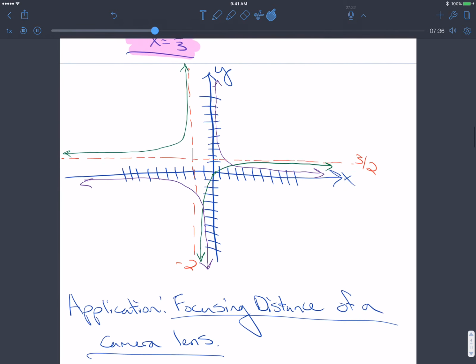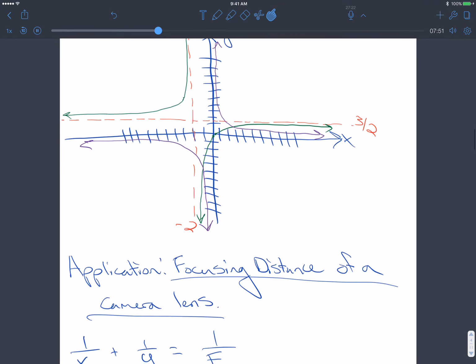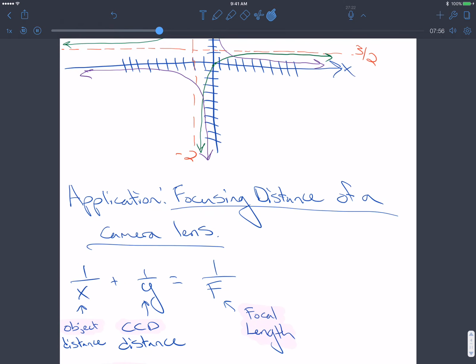An application of why on earth we deal with these functions is the focusing distance of a camera lens. If you've ever worked with any kind of optics, or if you've worked with a camera, then you would be somewhat familiar with this relationship. If I have an object that I'm trying to take a picture of, then I have the distance between the lens and the photo, like the actual image that's produced, and then the focal length for the particular lens that I'm using. There's a relationship between these three things that's defined through 1 over x plus 1 over y equals 1 over f, where x is the distance of the actual thing you're taking a picture of.